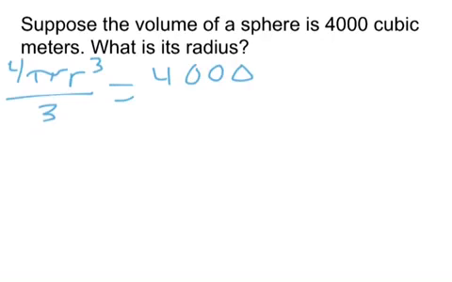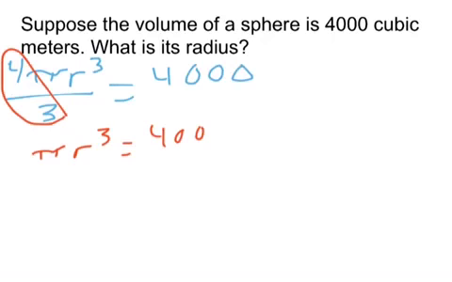I'd hope that you'd realize that we can start off by multiplying both sides of the equation by 3/4. In other words, hopefully you see why we would multiply by 3/4, because it's the reciprocal of that 4/3. So multiplying by 3/4 will cancel out the 4/3 on the left, and I would have pi r cubed equals whatever 4,000 times 3/4 is. That is an easy one, and that would turn into 3,000.